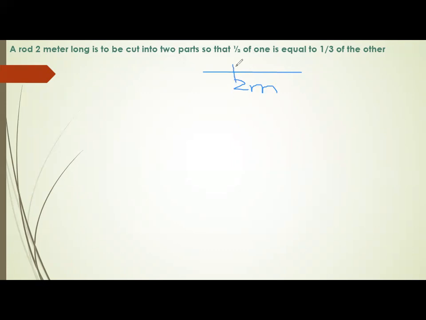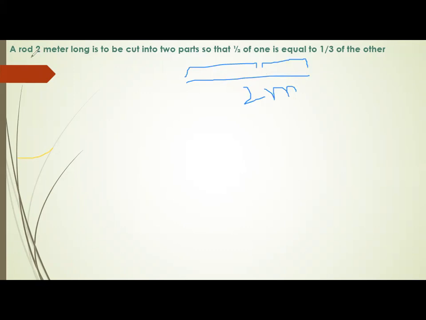That means we have to find the two parts' length, in such a way that half of one will be equal to one third of the other. Here we have to find the two parts' length. The total length of the rod, that is 2 meter, is to be cut into two parts. We have to find the first part length and the second part length.